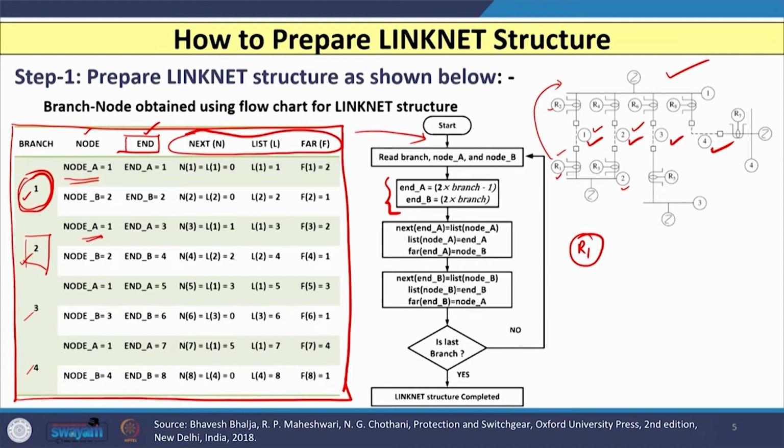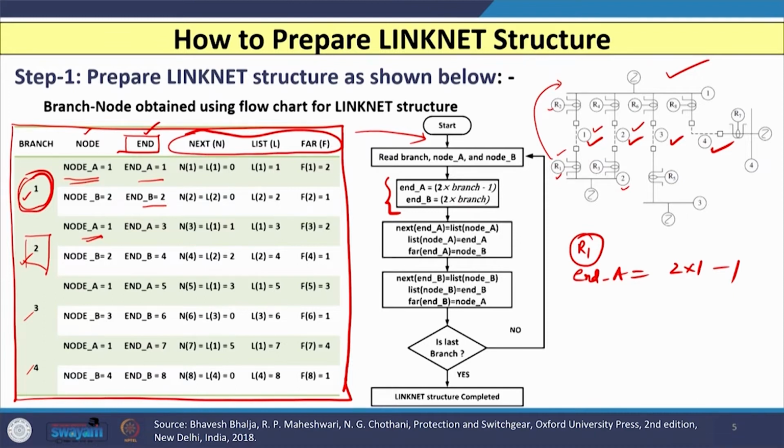Once we have node A and node B, we can calculate nA and nB using these 2 equations. So, nA is equal to 2 into branch. The branch I am considering is the first branch. So, 2 into 1 minus 1. So, I have nA equal to 1, and nB equal to 2 into branch. So, 2 into 1, so nB comes out to be 2.